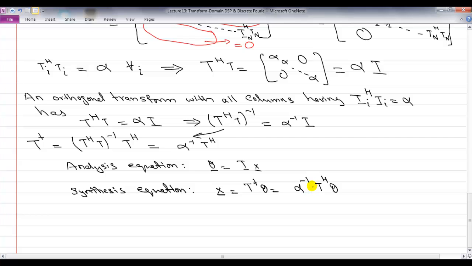So that is one key advantage of using orthogonal transforms. The synthesis equation of orthogonal transforms is much, much simpler than non-orthogonal transforms. And in this class, we will only work with orthogonal transforms, even though non-orthogonal transforms are used in the real world for various other reasons. But computational simplicity and analysis simplicity are two of the key reasons we want to stick with orthogonal transforms.